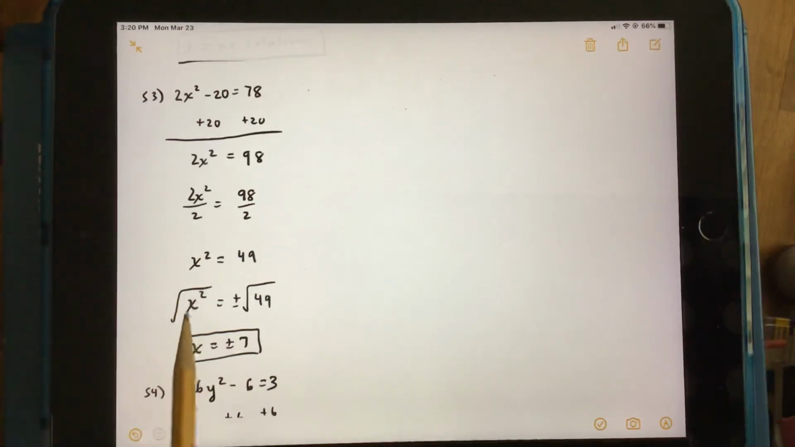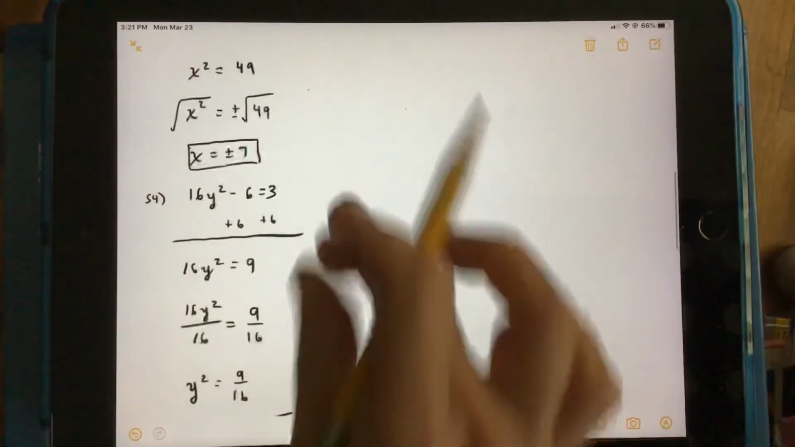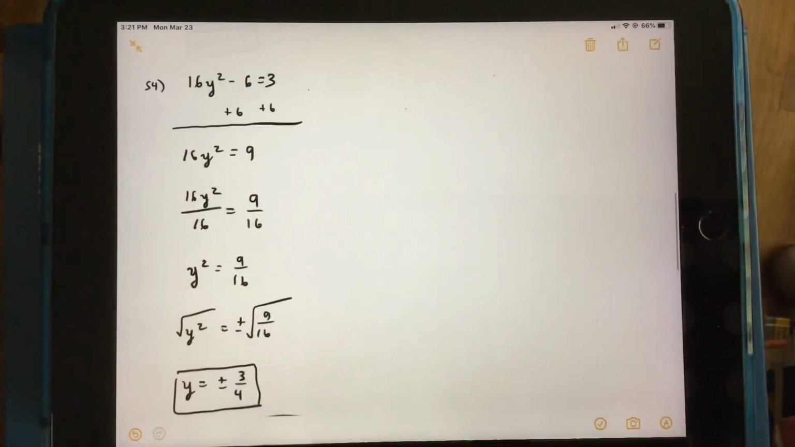Then I take the square root of both sides to get down to x. So I'm going to take the square root of x squared and get positive or negative root 49. And that's going to give me two values for my x, both positive and negative 7. Sample 4, we're still working without a calculator at this point.